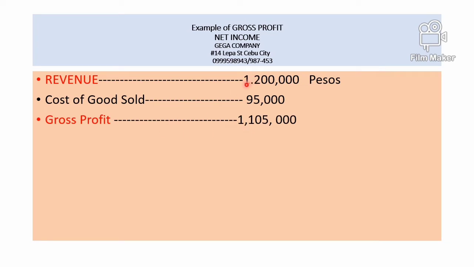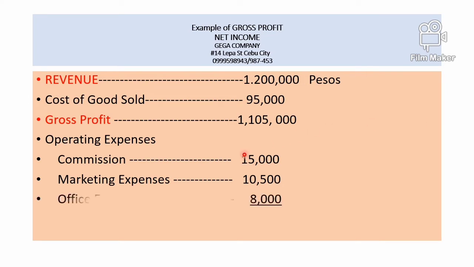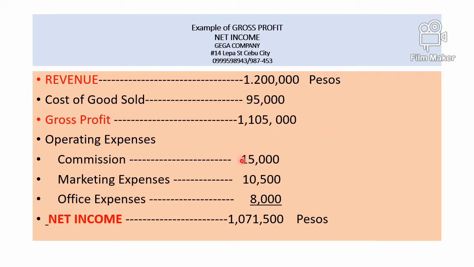So we will subtract 1,200,000 minus the cost of goods sold, which is 95,000, and therefore the gross profit is 1,105,000. Then after that, they will pay operating expenses. These are the commission in the amount of 50,000, followed by marketing expenses, 10,500, and office expenses, an amount of 3,000. So if we add these up, then after that we will subtract again from 1,105,000. So the net income will be 1,071,500.